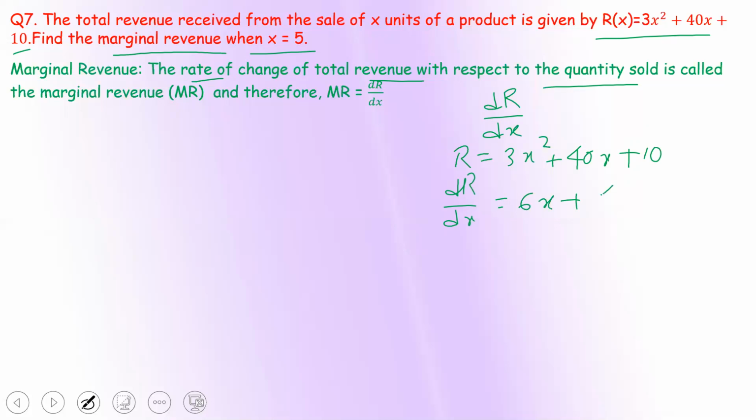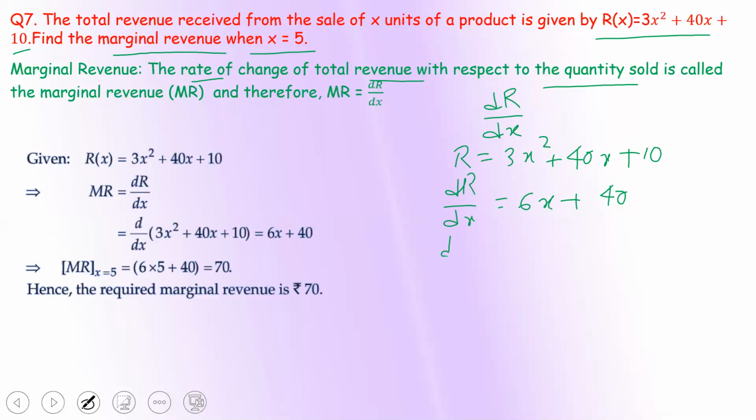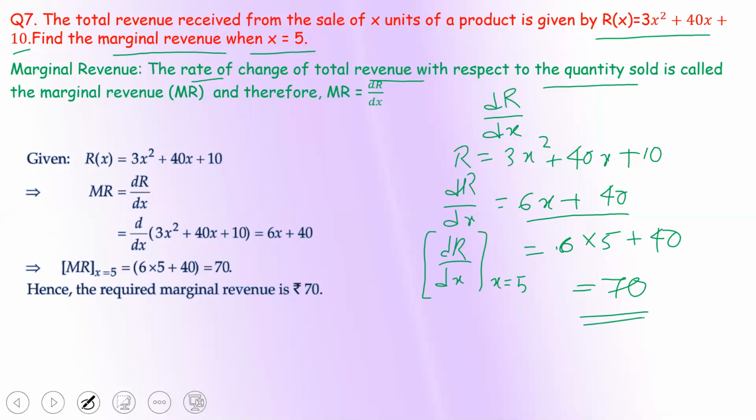6x plus 40. Now you need to find dR dx for x is equal to 5. So for x is equal to 5, put the value of 5 here. That is 6 into 5 plus 40. That means 70. Here is the answer. 70 rupees is the marginal revenue.